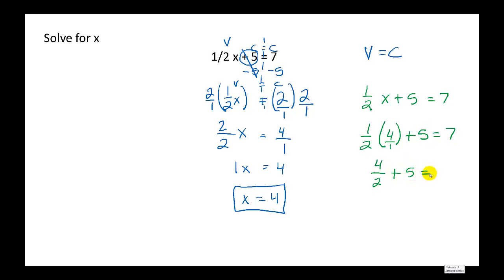Plus 5 equals 7. 4 divided by 2 is 2. I bring everything else down. Plus 5 equals 7. 2 plus 5, that is 7. So does 7 equal 7? Yes, it does. So that means our answer is good.